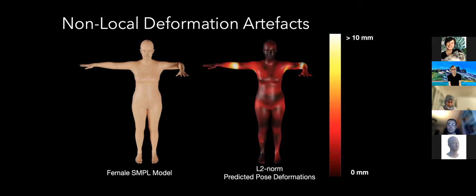The second limitation, which we briefly touched upon, is the fact that the model learned false long-range correlations. Here, what I'm showing you on the left-hand side is a SMPL model where we just moved a single joint, which is the left elbow. And we're looking at the L2 norm of the predicted pose deformation. So which parts of the mesh are we predicting corrective offsets on? And you can see here that although intuitively just moving the left elbow should not have any influence on the right elbow, it does.